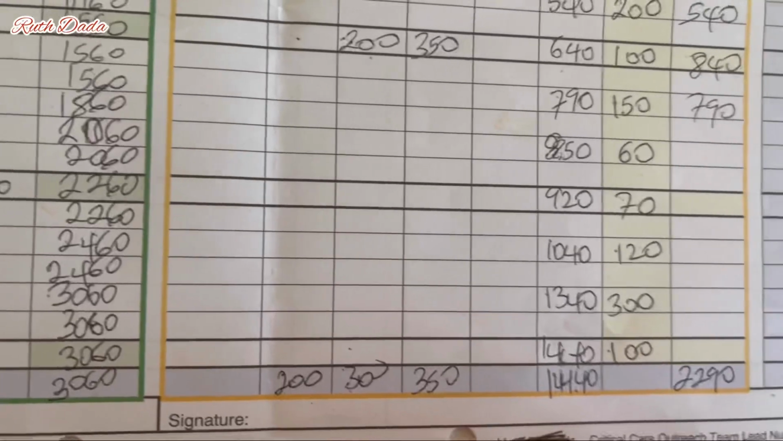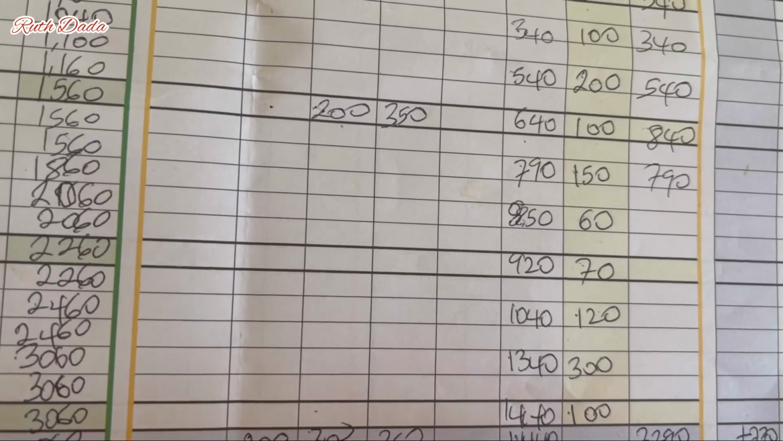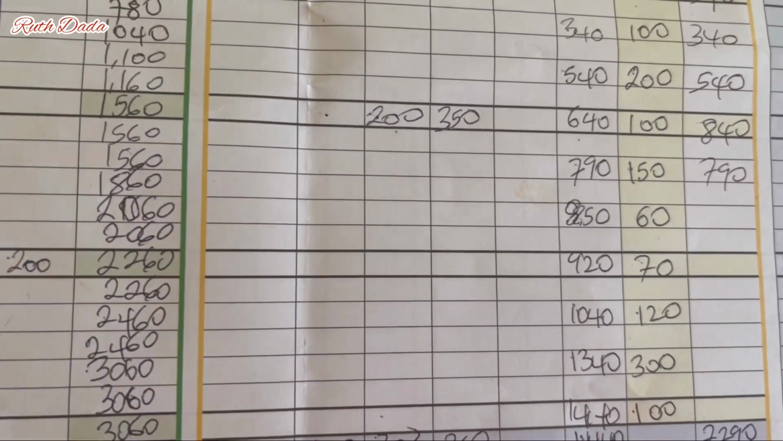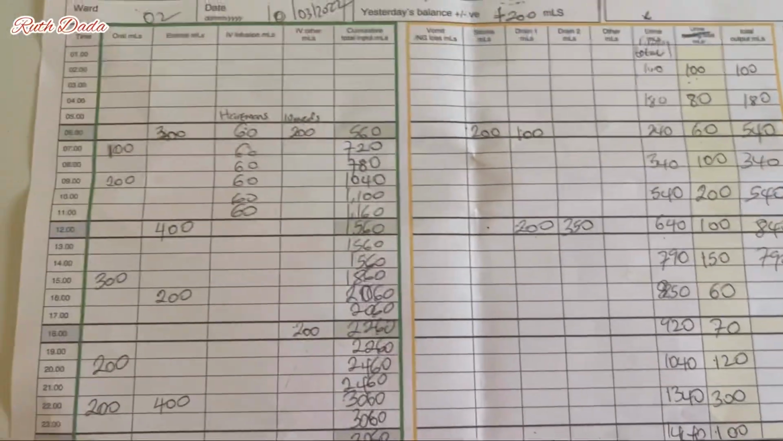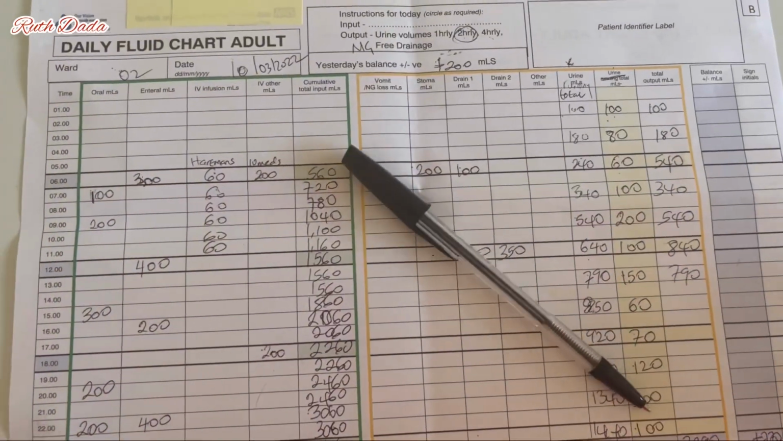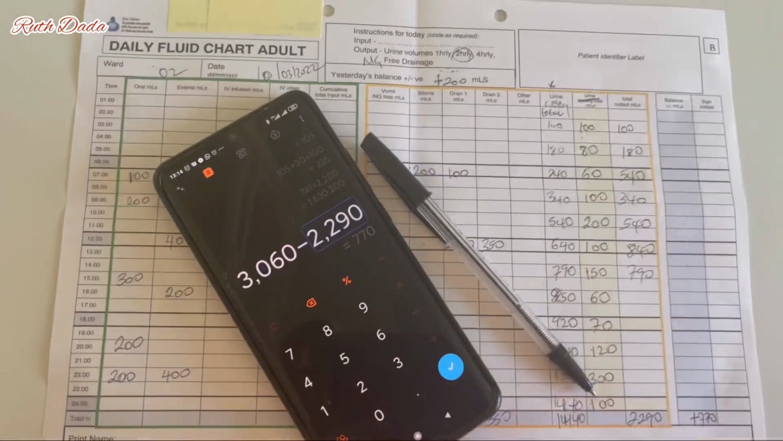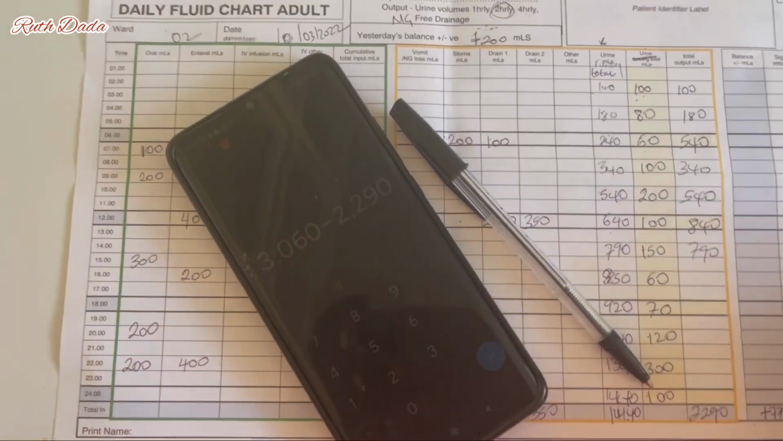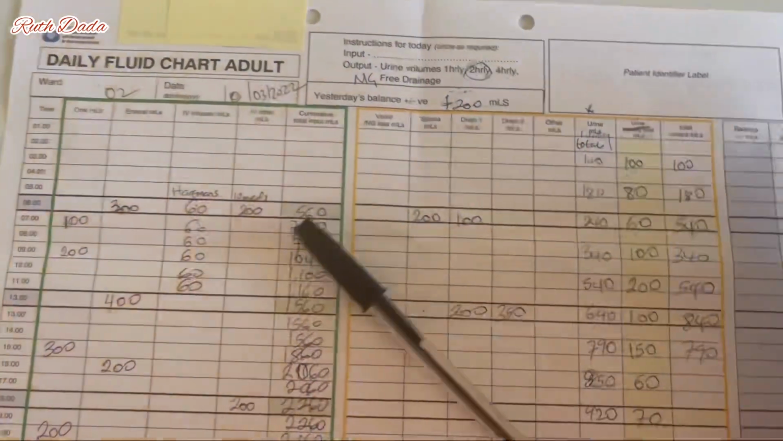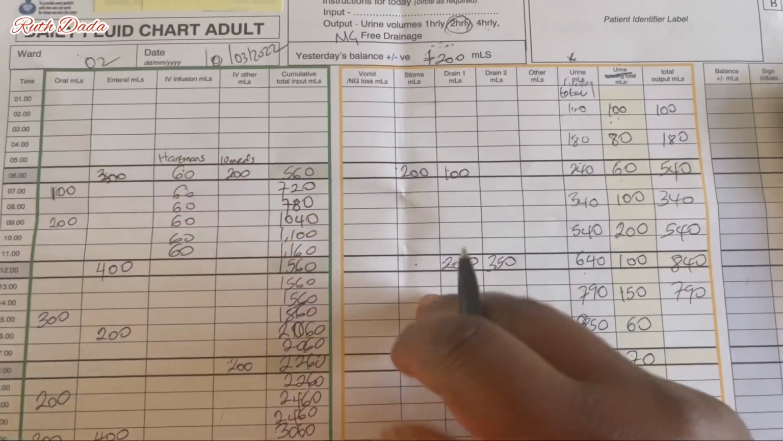To know positive and negative balance: when the input is more than the output, that is a positive balance. But when the output is more than the input, that is a negative balance. I hope you enjoyed this lesson. I know it's quite a rush, but it's really very easy to get your fluid balance chart right in your examination, especially the OSCE when you're preparing for your OSCE.